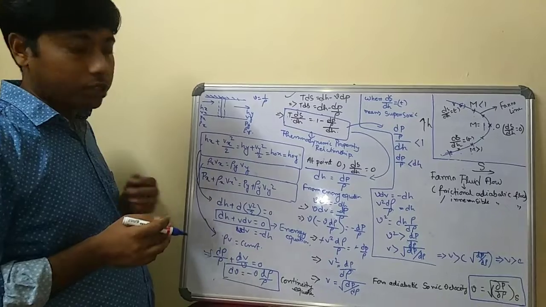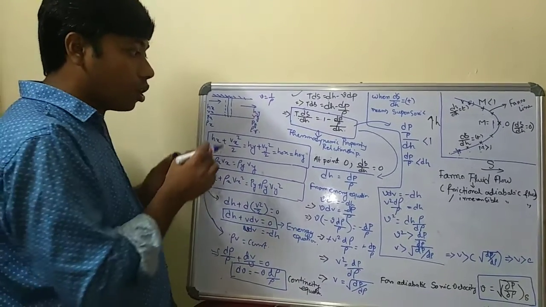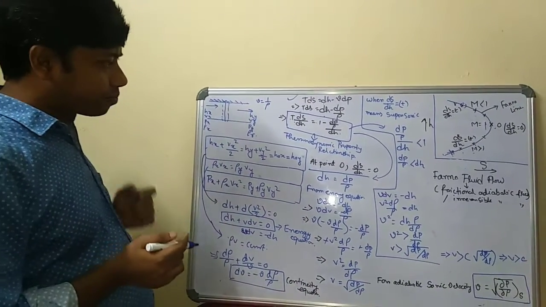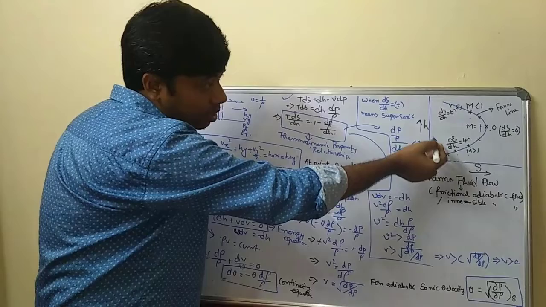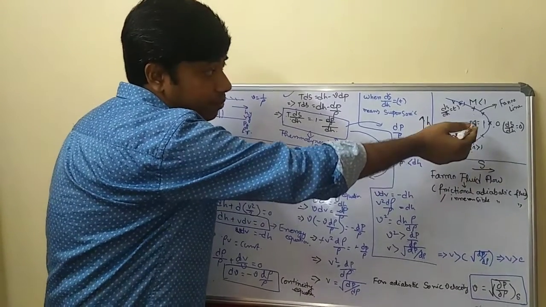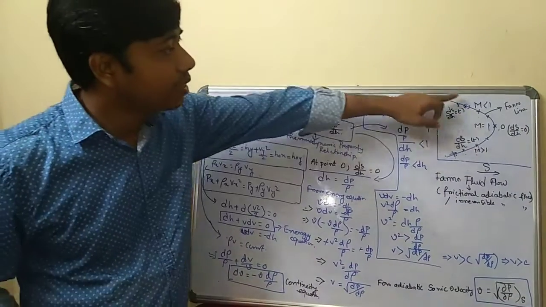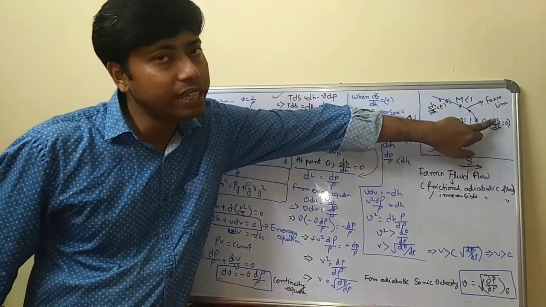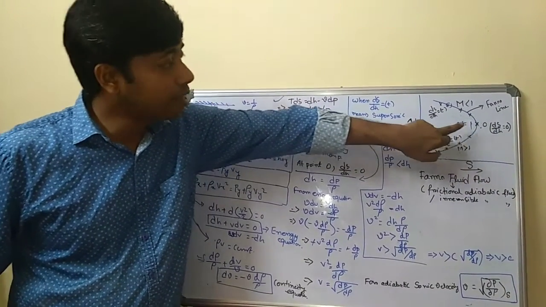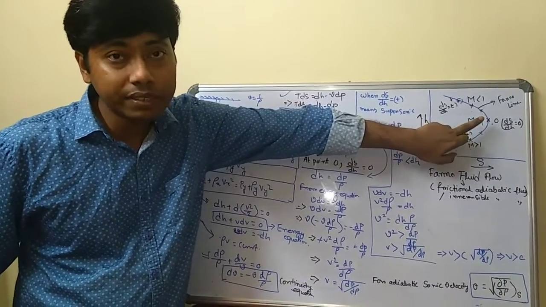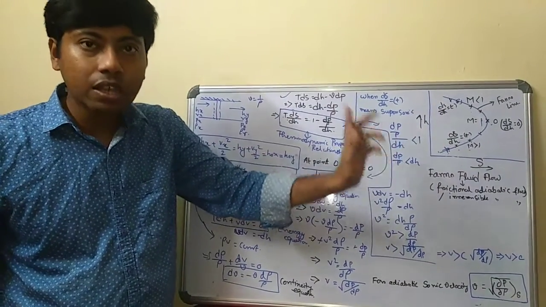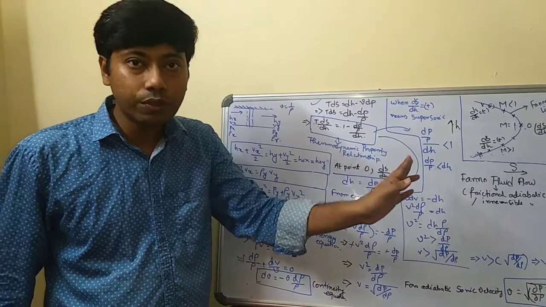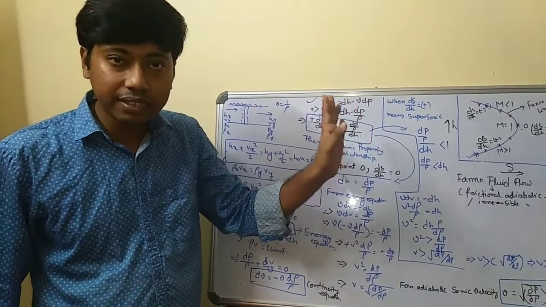In the normal shock, when you discuss normal shock, you know what happens in the HS diagram on the Fanno line. So this is the Fanno line. At point O, what happens? At that point dH by dS is equal to 0. At the same time, M is equal to 1. That means Mach number is 1, so sonic fluid flow occurs within the duct at that time.